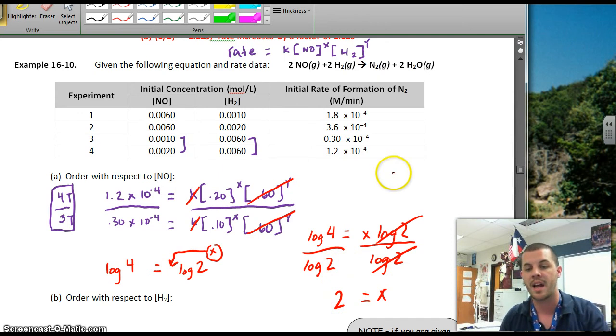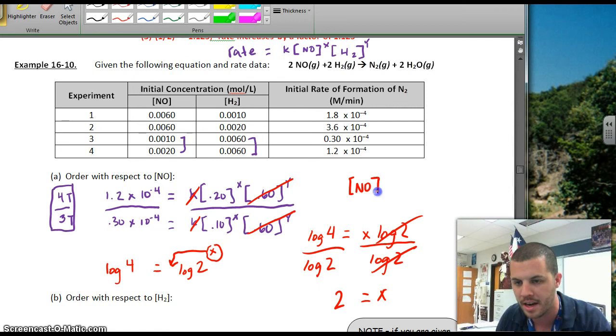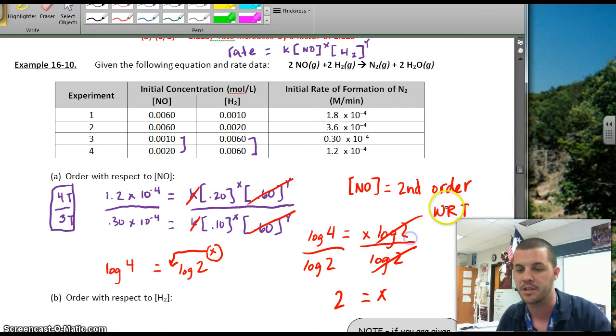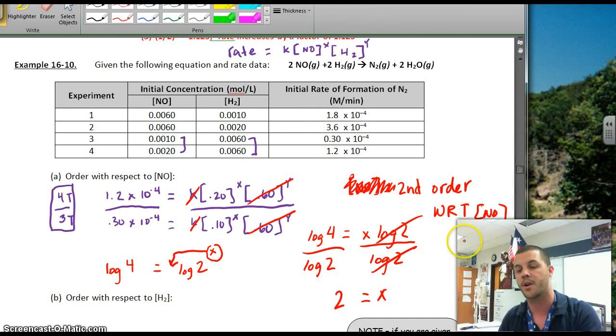So here's what we would say: the concentration of nitrogen monoxide is second order with respect to, well, nitrogen monoxide. I guess we wouldn't say nitrogen monoxide is. We would just say that this reaction is second order with respect to nitrogen monoxide.